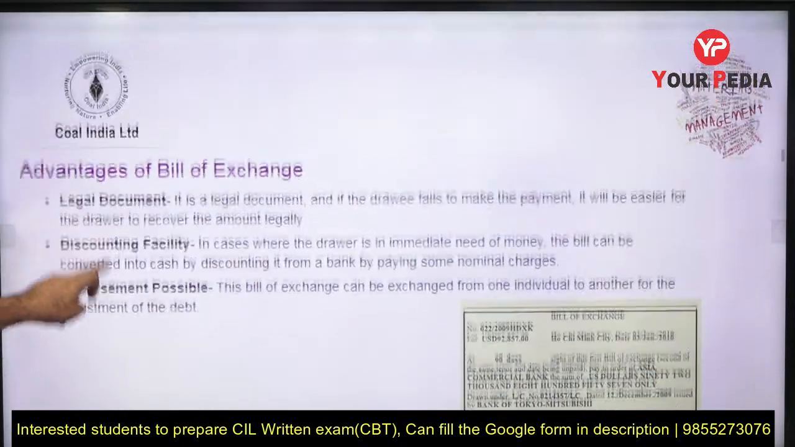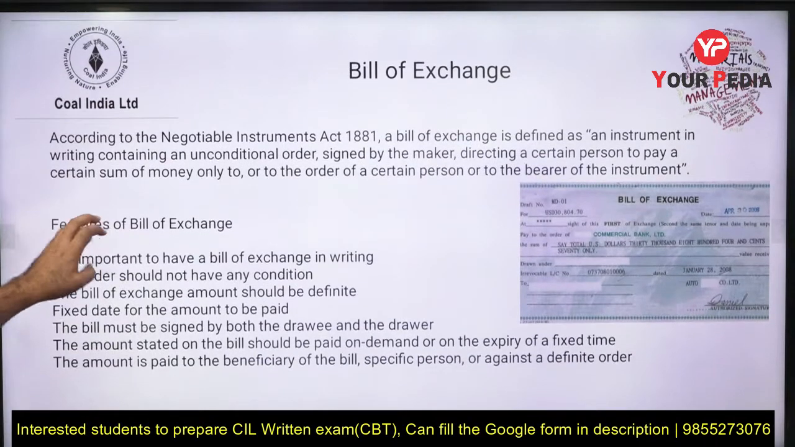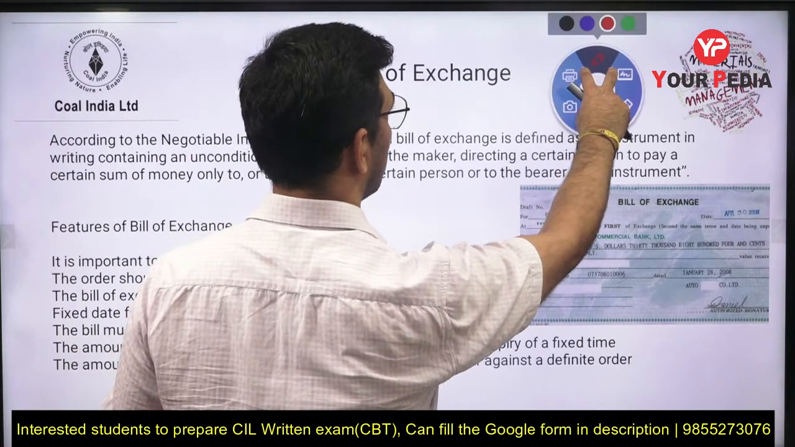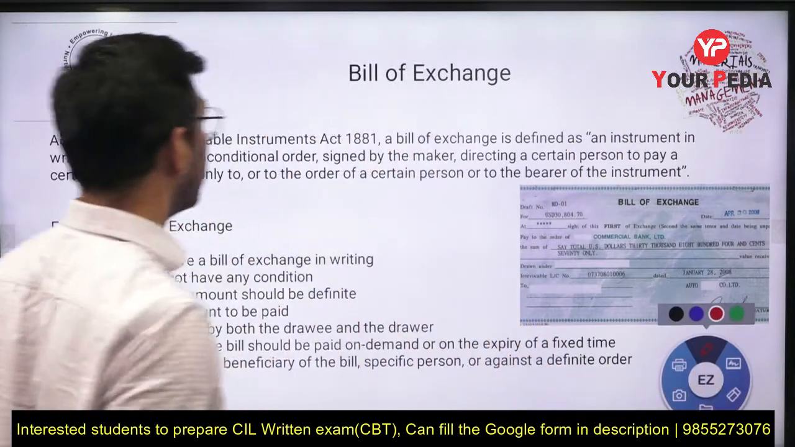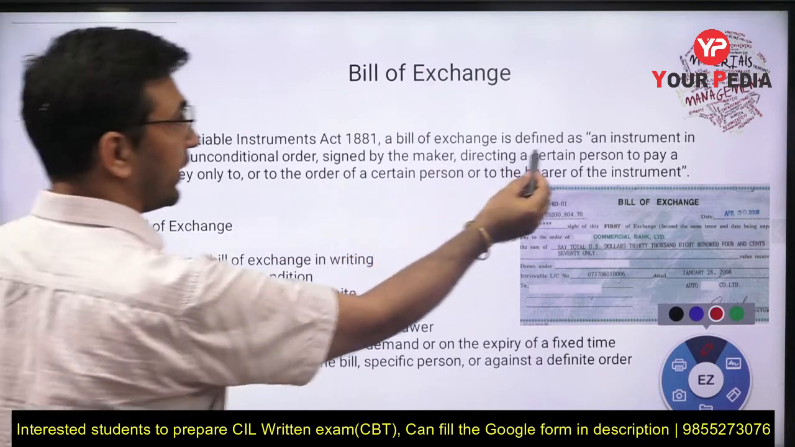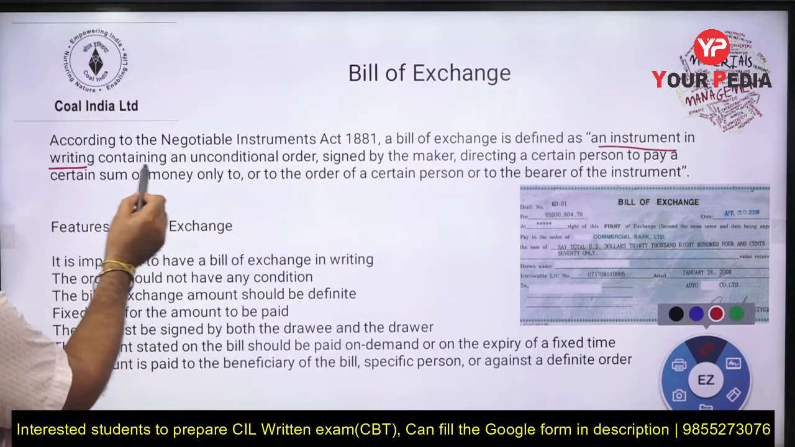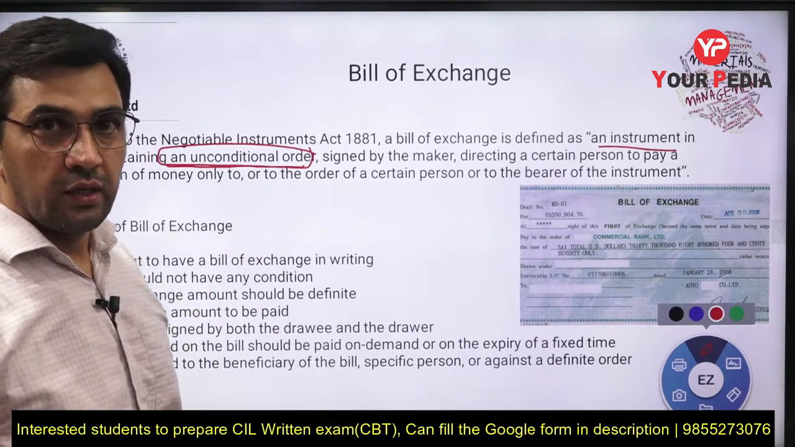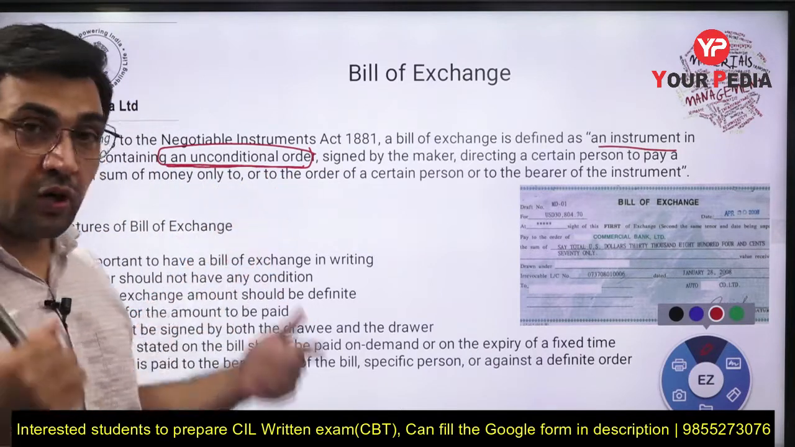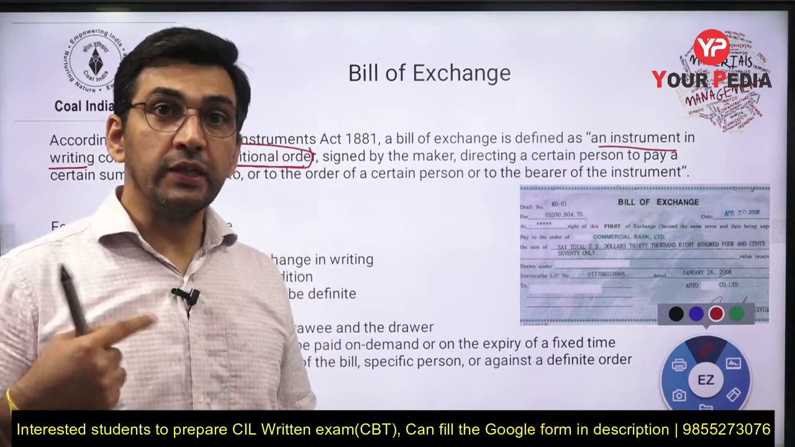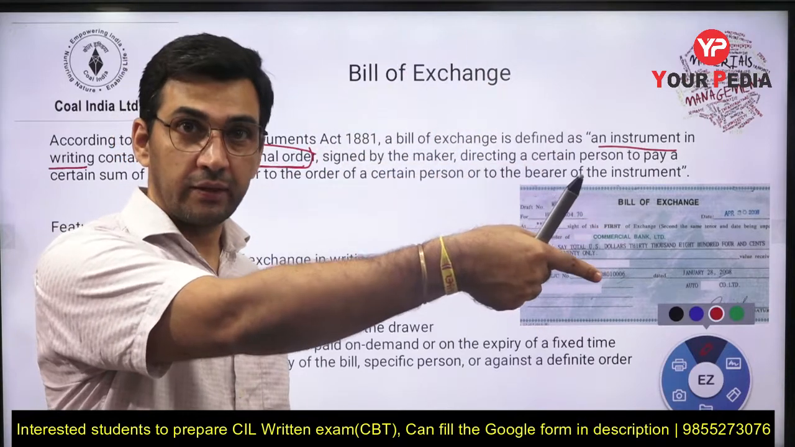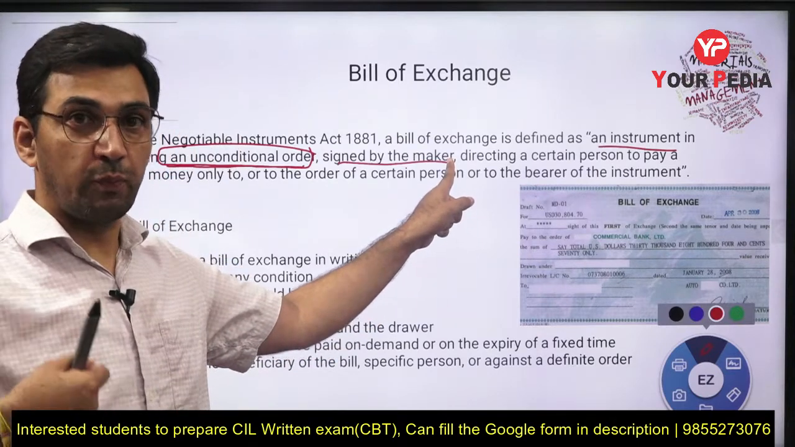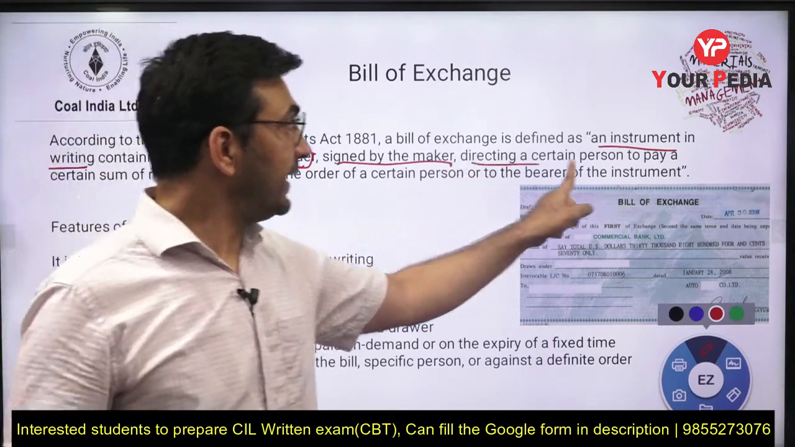Now if you want to have a look over here at the statement part, how it has been defined in the Negotiable Instruments Act 1881, a bill of exchange is defined as an instrument in writing containing an unconditional order. Just keep it in mind, he is saying unconditional order. Why is he saying unconditional order? Because now the supplier is giving an order to whom? To the buyer, right? That is why unconditional order, signed by the maker, obviously the person who is issuing, who is going to sign, directing a certain person to pay.